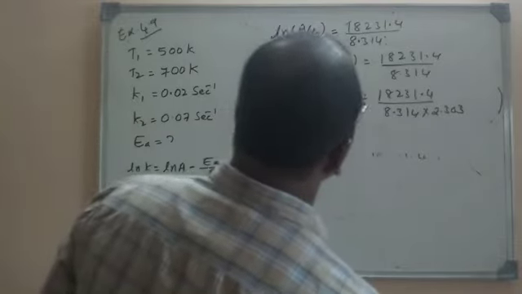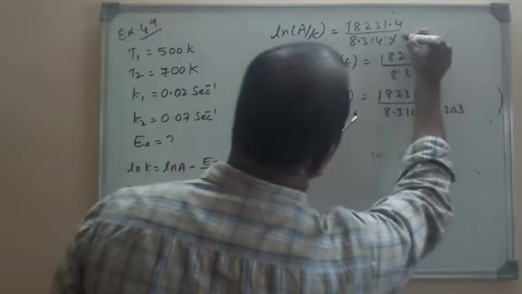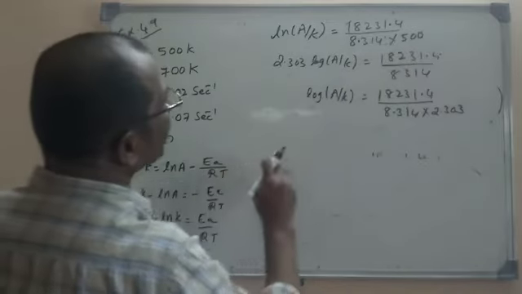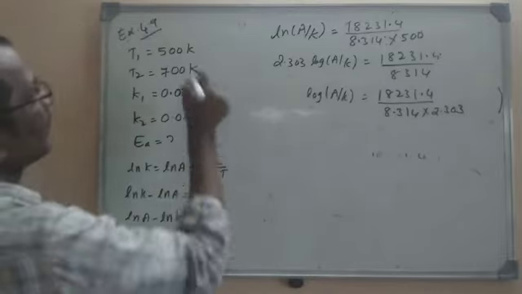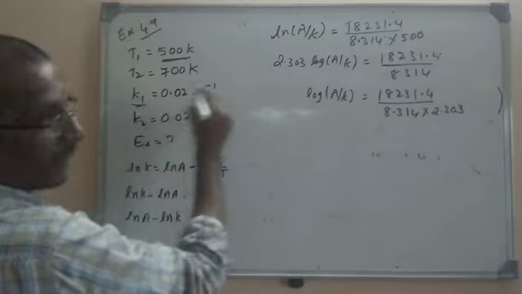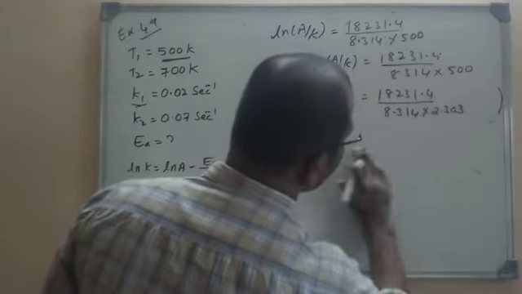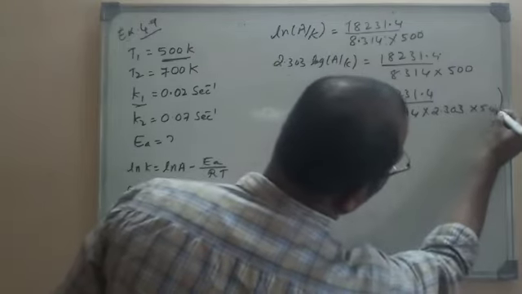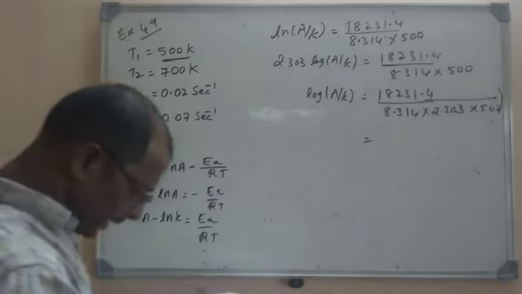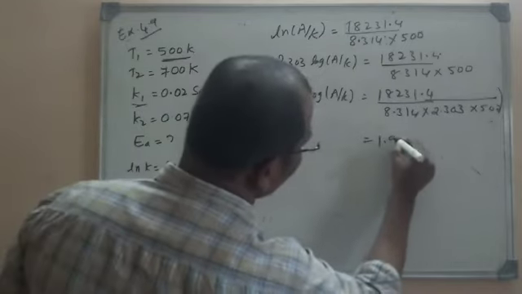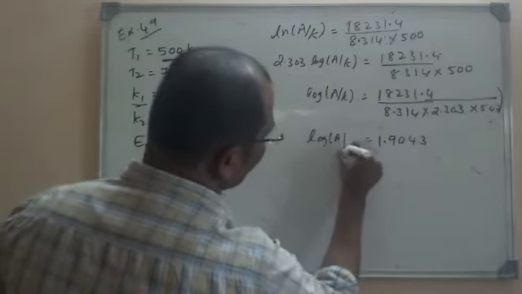If you divide, it is 1.9043. Here we have left the term T also, so we have to write T also. What is the T value here? 500 Kelvin. Please remember, we can take any T. There are two temperatures, so we will take the lower temperature and its K value. So 500 is also to be written. If you divide, what we get is 1.9043. This is the logarithm of A by K.